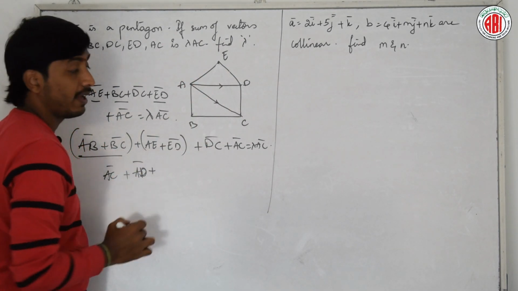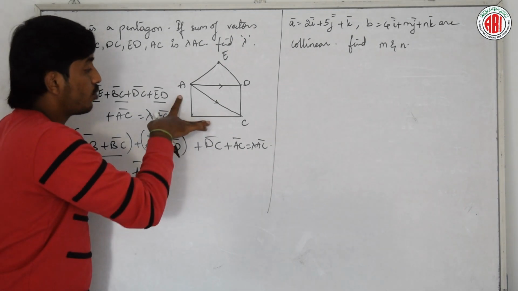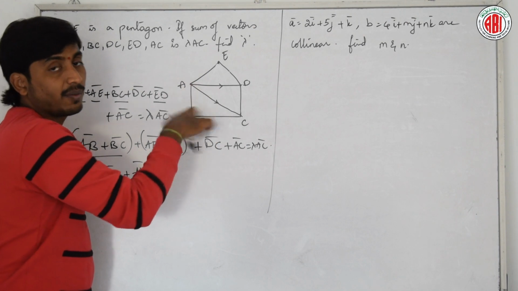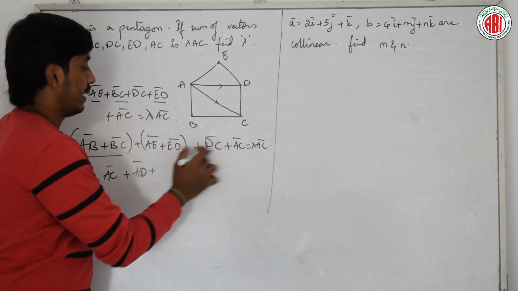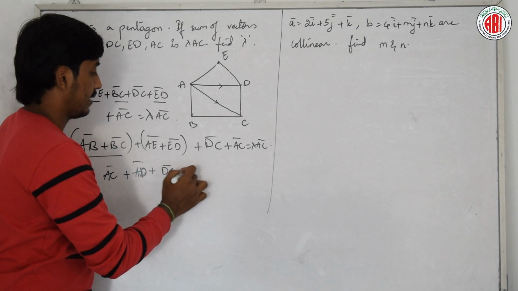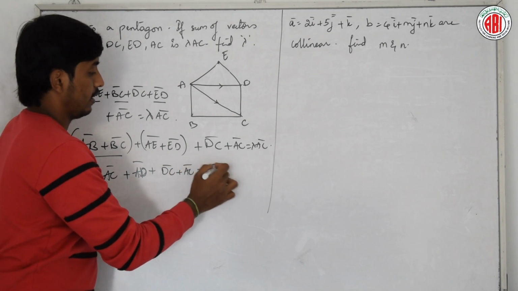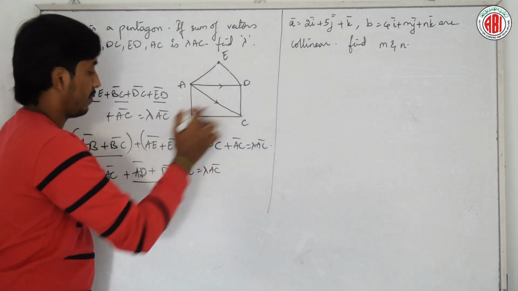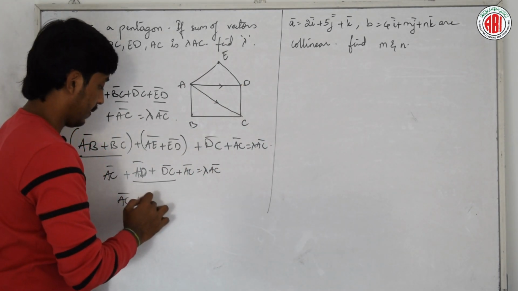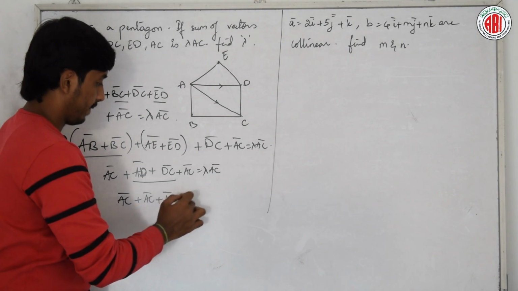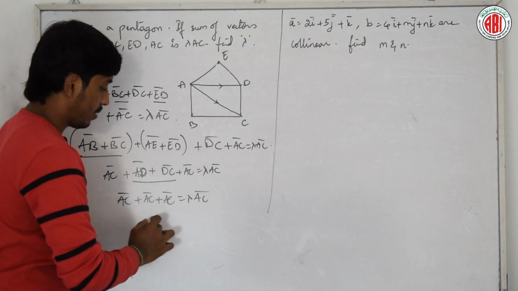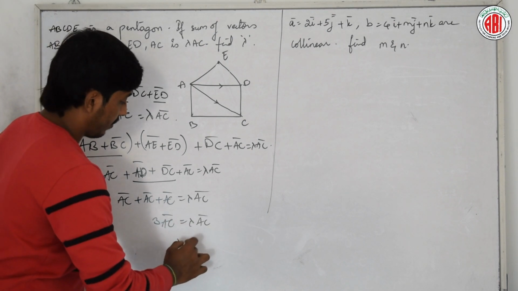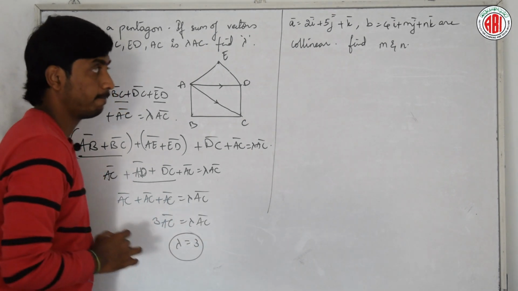How? This is from the triangle law of vectors. If two sides represent two vectors, then the third side represents the sum of the two vectors. Then next, DC plus AC. Okay. Now what is AD plus DC? AD plus DC is nothing but again AC. Okay. Now how many ACs do I get? 3 AC is equal to lambda AC. Therefore lambda is equal to 3.